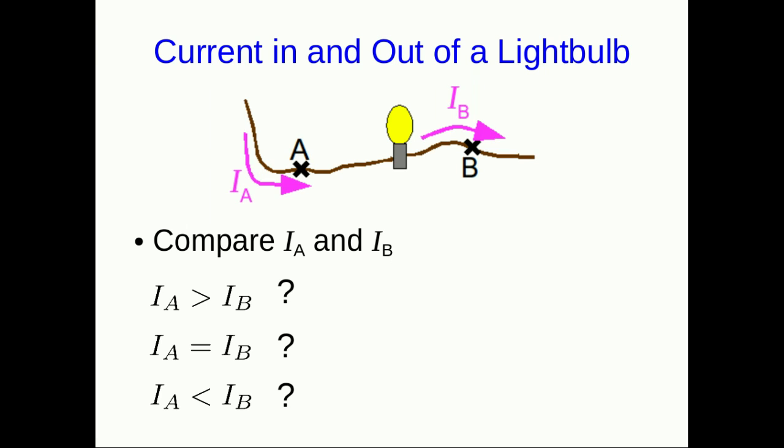So let's think about current in and out of a light bulb. Here's a wire and a light bulb, and then a wire out the other side of the light bulb, and these wires must be connected somewhere, say to a battery or something that's making current flow. And so I want you to think about the current going through point A and the current going through point B and compare them. Is the current through A bigger than the one through B? Are they the same, or is somehow the current through A smaller than the current through B? So come up with an answer and then go on to the next lecture.